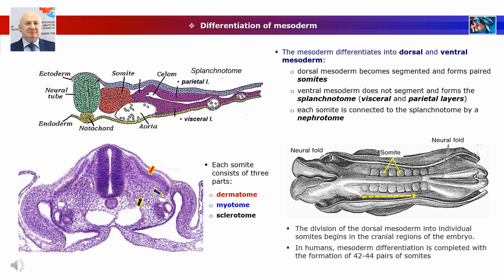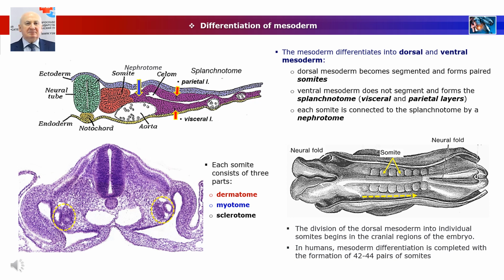The ventral mesoderm does not segment and forms the splanchnotome. It includes visceral and parietal layers as well as the secondary body cavity located between them, the coelom. The layers of splanchnotome give rise to mesothelium, striated cardiac tissue, adrenal gland cortex. Each somite is connected to the splanchnotome by a segmental stalk called the nephrotome. It gives rise to epithelium of kidney and reproductive organs.